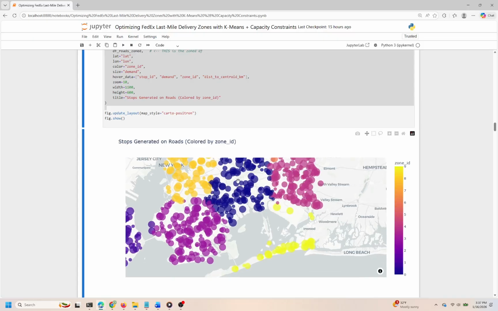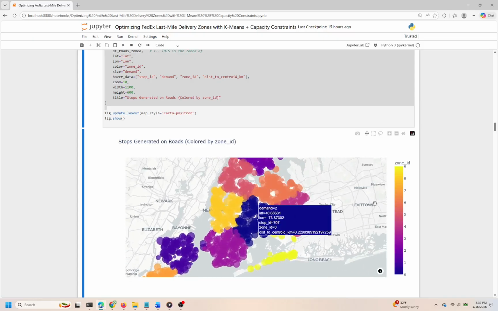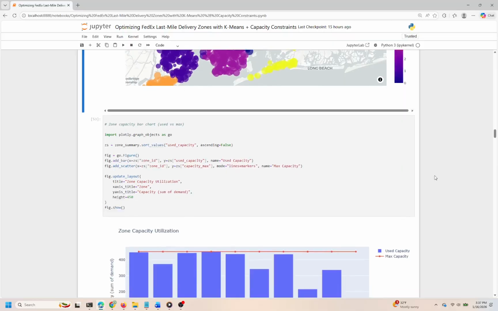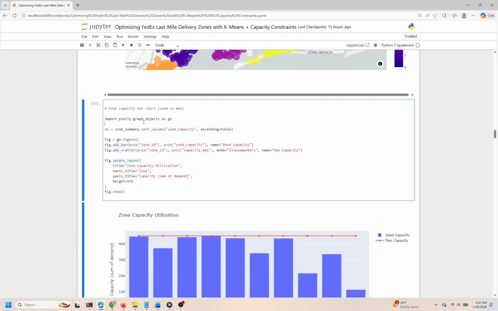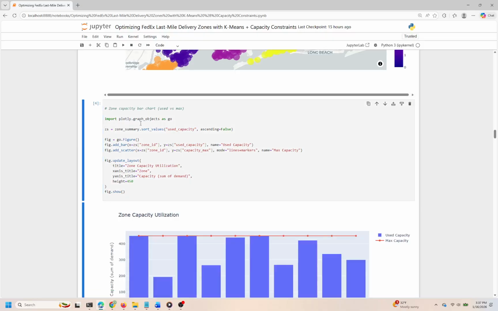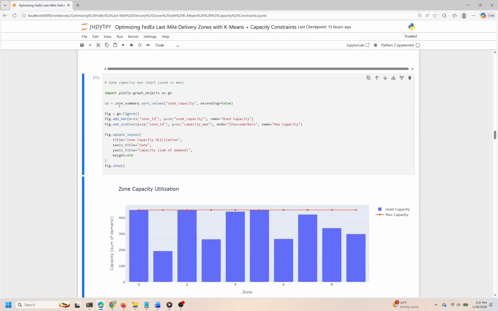Cell 7. In this cell, we're creating a bar chart that visualizes the usage and maximum capacity of different zones. This visualization is crucial because it allows us to quickly assess how much of each zone's capacity is being utilized, helping identify potential areas for improvement or reassessment of resource allocation.